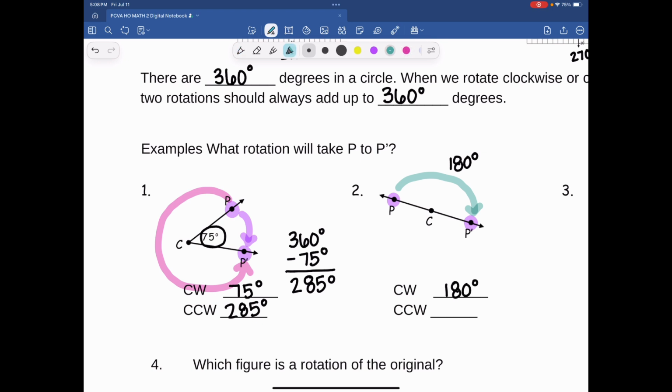But we could also rotate counterclockwise and go the opposite direction, and that's going to put me at the same position, which is also 180 degrees, just rotated in a different direction. But again, when we add those two up, it's going to equal 360 degrees. Okay?